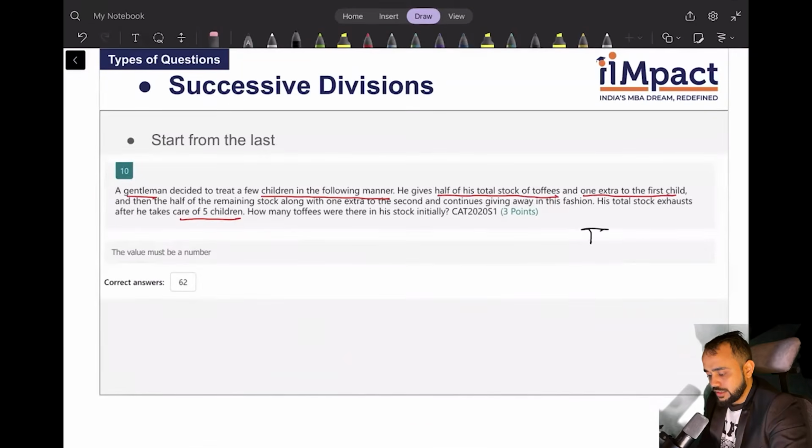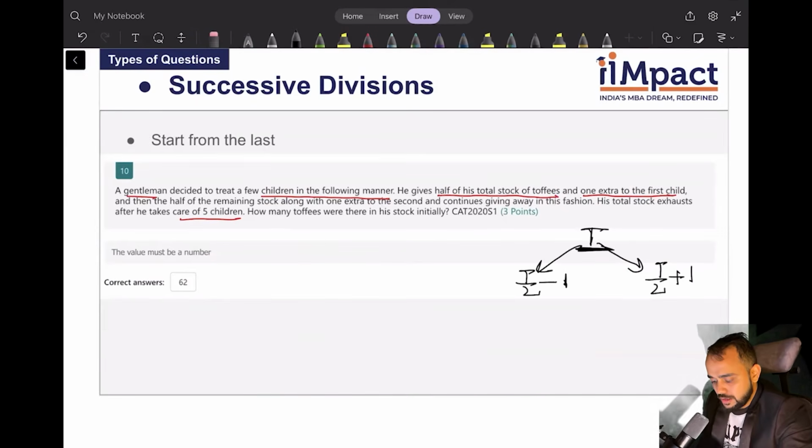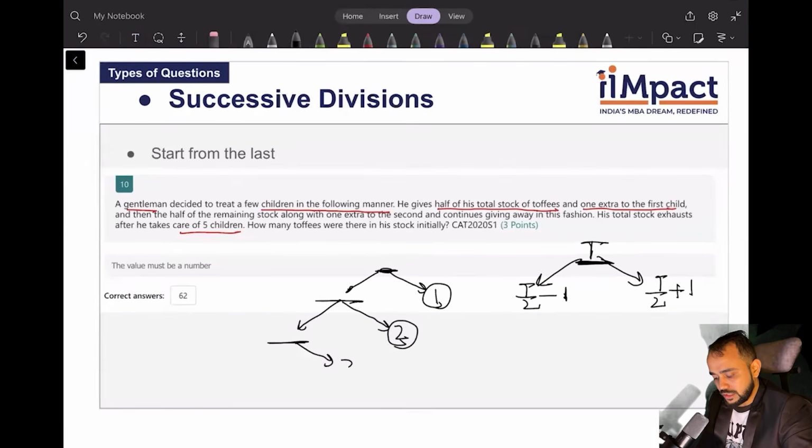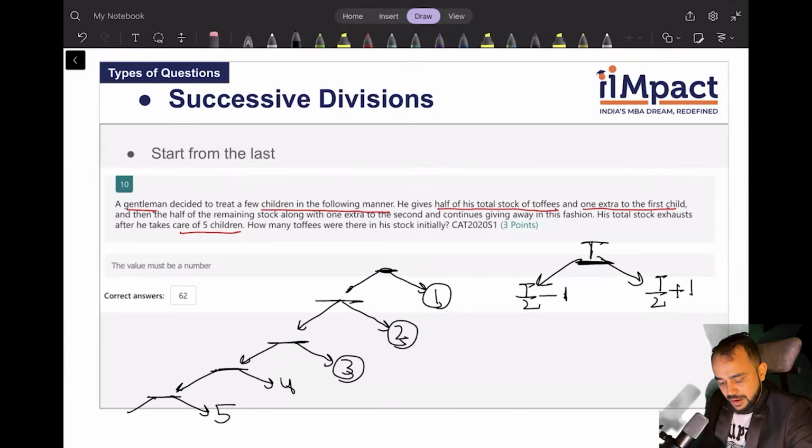So basically, if I have t toffees at any given time, I will give t by 2 plus 1 to a kid and I will be left with t by 2 minus 1. All right. So let us start from the initial situation. This is my situation initially. I gave something to the first kid, then I am left with something. This something I divided, I gave something from this to the second kid, and then I will be left with something. This I gave to the third kid, then I will be left with something. This I gave to the fourth kid, then I will be left with something. And this I gave to the fifth kid, and then I am left with zero amount.